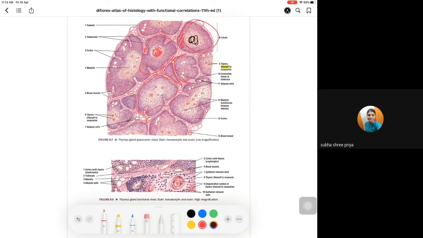Veda, can you see follicles in thymus? No, sir. You are correct. Normal thymus, no follicles. But when you see follicles, you have to think of autoimmune disease, myasthenia gravis.